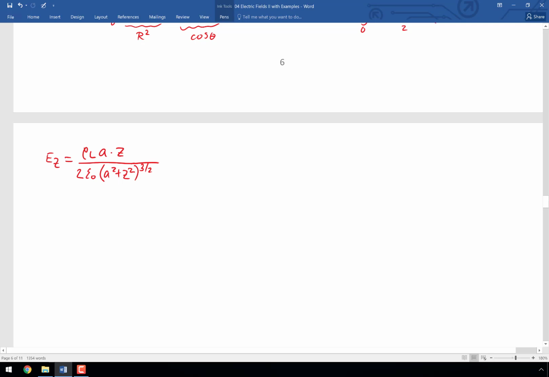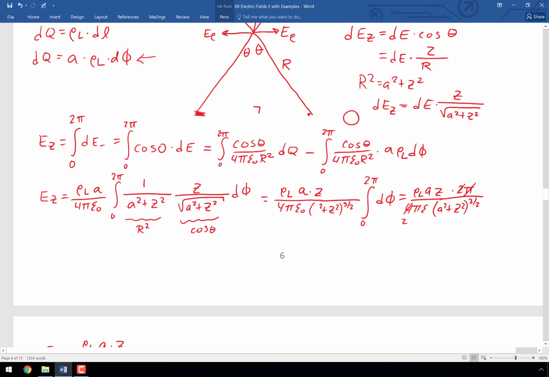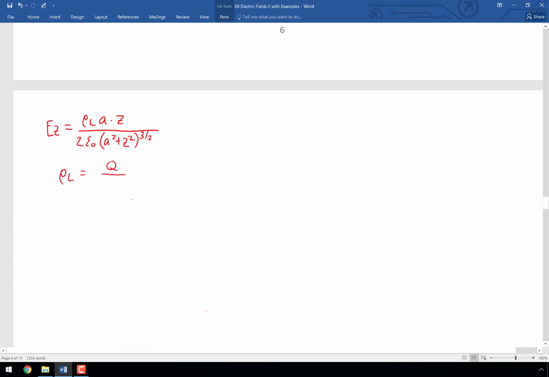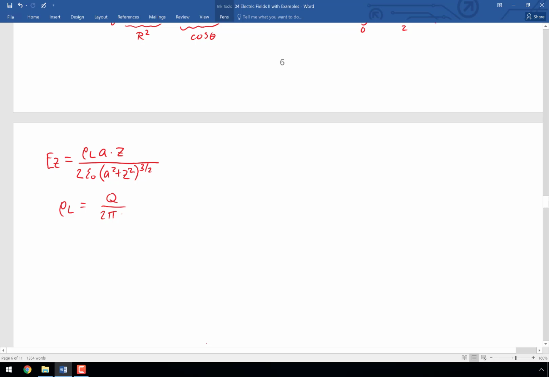The only thing I'm going to change now is the original problem statement referenced Q rather than rho sub L. So I'm just going to remind myself that rho sub L is equal to Q divided by the total length. Well, the length of this circle is the circumference of the circle. Since the radius is a, the circumference is 2 pi a. So this is divided by 2 pi a. And therefore, E sub z, I'm going to now take this expression here, and I'm going to substitute it in for this rho sub L.